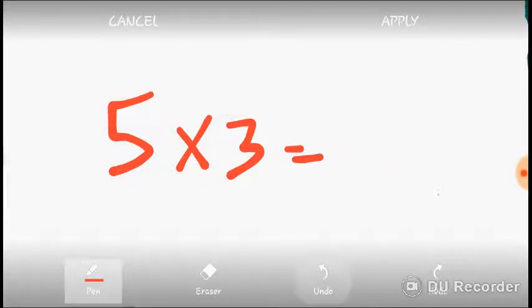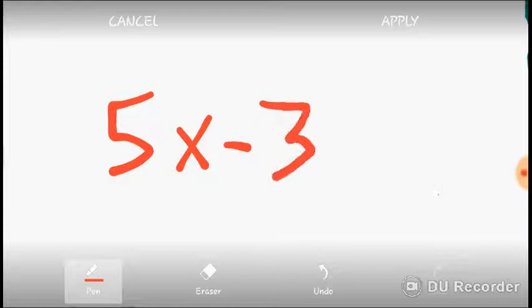Now we have certain problems such as 5 into minus 3 equal to what? Now in such situations, again we can think of multiplication as repeated addition. So minus 3 added to itself 5 times. So minus 3 plus minus 3 plus minus 3 plus minus 3 plus minus 3, which gives minus 15.